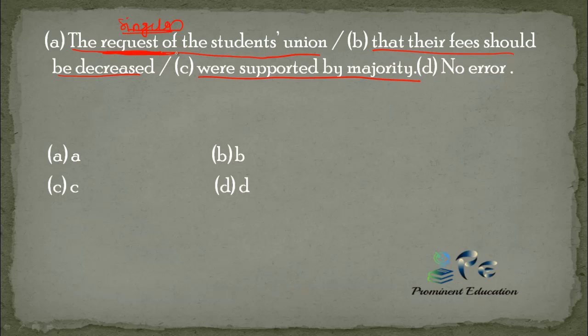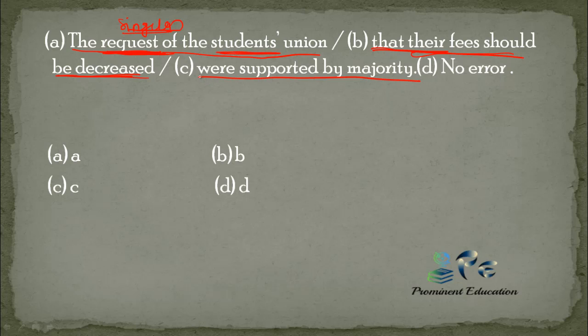Now look at the rest of the sentence. This part has no error. "That their fees should be decreased." This part also has no error because we have used "their". "Their" is used for students union.